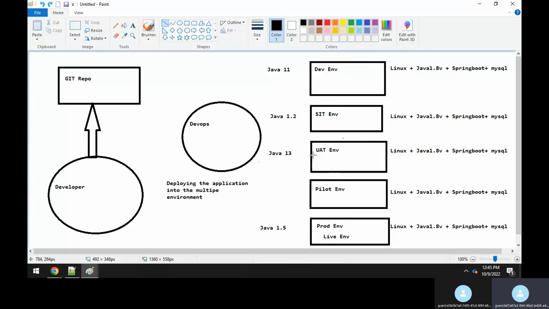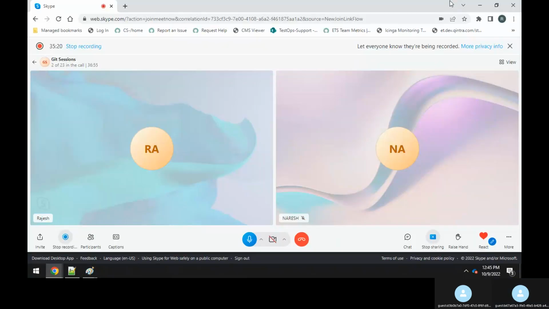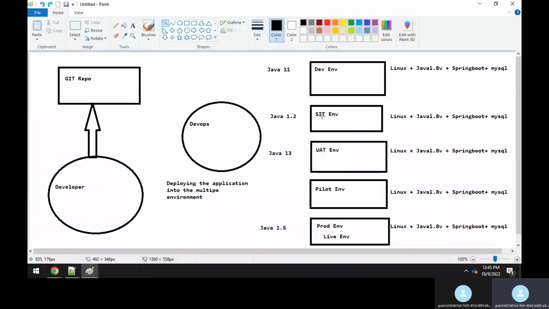So that was the reason Docker came into the picture. Guys, I hope you are understanding what I'm trying to tell here. But what used to happen earlier? How exactly were these different environments getting created?